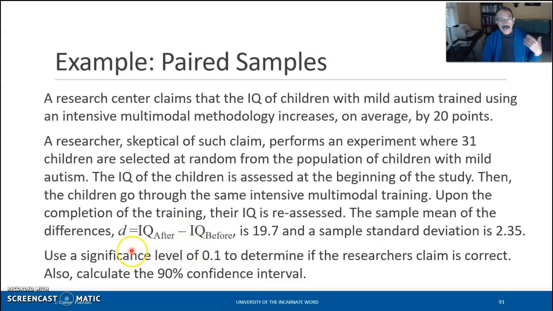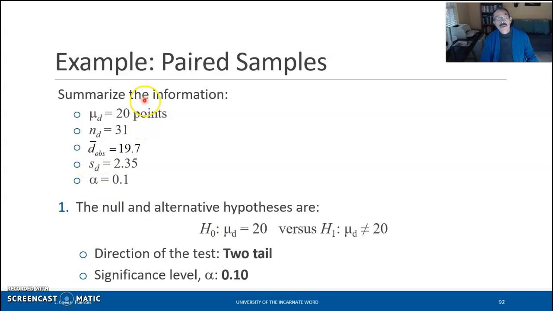All right, in this example, they want us to use a significance level of 0.1 to determine if the researcher's claim is correct, and they want us to calculate a 90% confidence interval. So what we need to do is summarize the information. We know that the mean of the difference under the null hypothesis is 20 points. The number of differences in the sample is 31. The sample mean of the difference is 19.7. The standard deviation of the difference is 2.35. And the significance level that we're going to be using is 0.1.